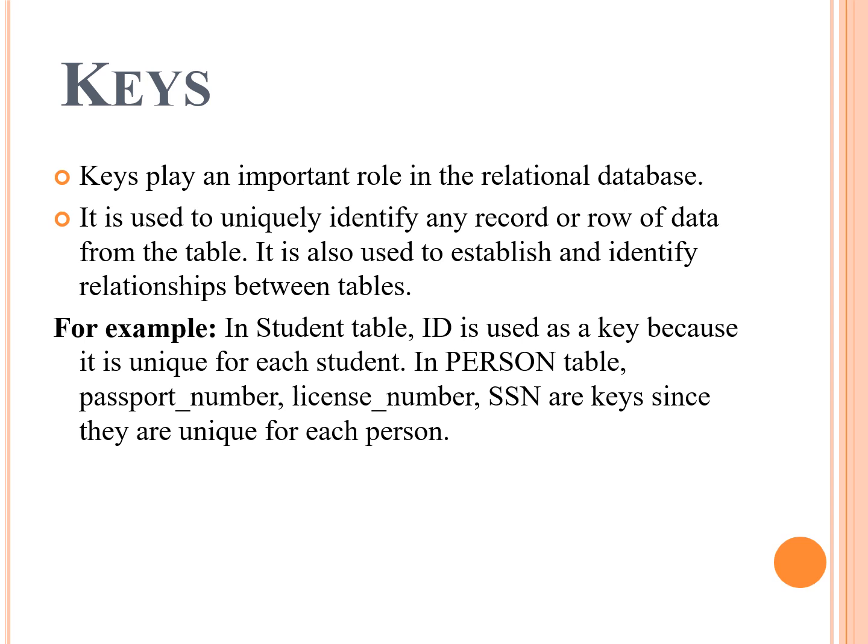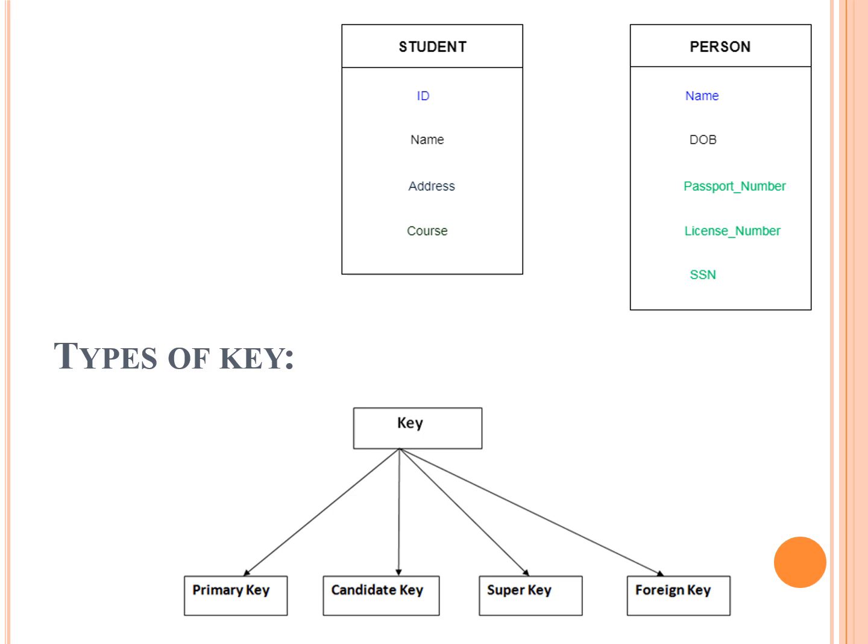In a person table, passport number, license number, PAN number, Aadhaar number, and these numbers are used as a unique identity for the particular person. So here the student ID is the unique key, and for a person, the passport number, license number, and SSN can be the primary keys.